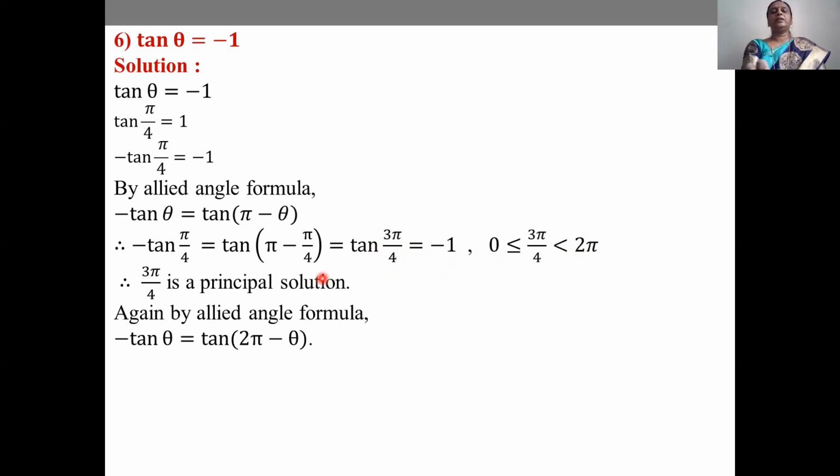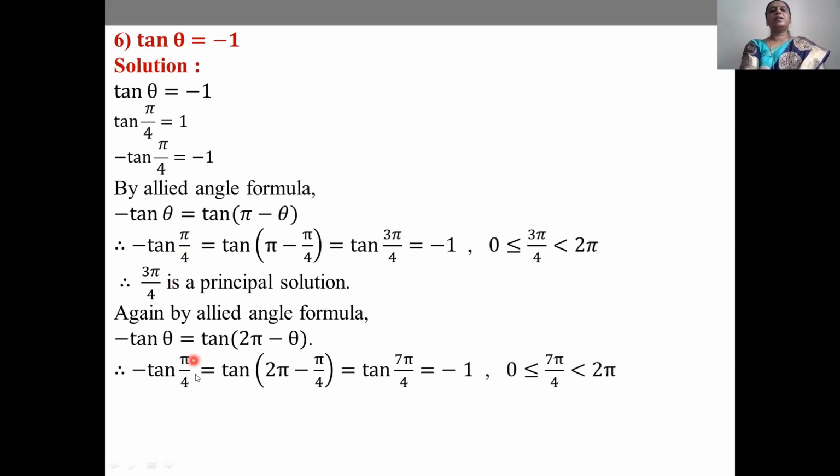To find the next principal solution, or second principal solution, you again use the allied angle formula: minus tan theta is equal to tan 2 pi minus theta. In this formula, you again keep the value of theta as pi by 4. We get minus tan pi by 4 is equal to tan 2 pi minus pi by 4. After simplification, this is the angle of 7 pi by 4.